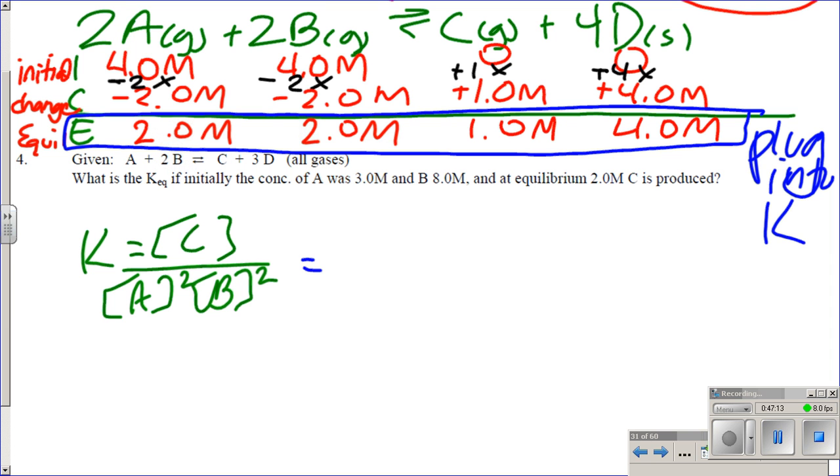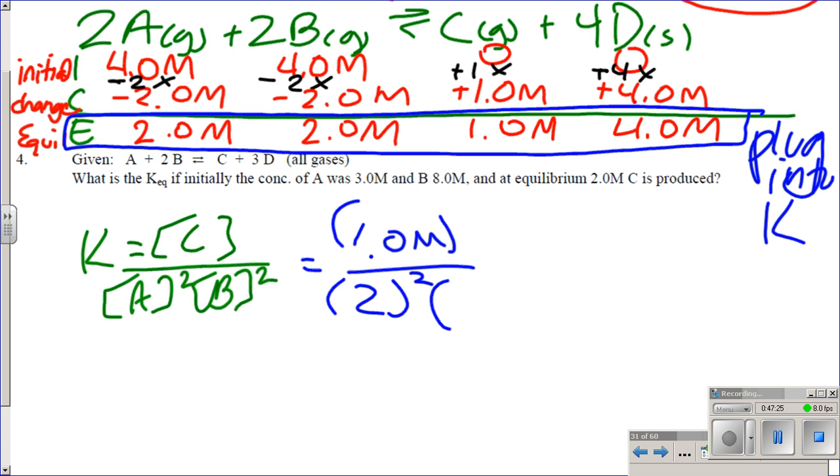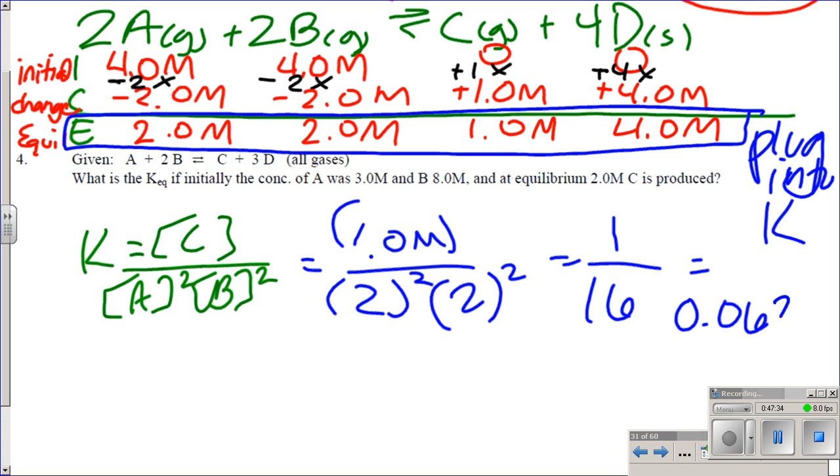What's C? 1, okay. What's A? 2 squared, right? And what's B? 2 squared. So you get 1 over 16, which is 0.0625. There you go. The K is 0.0625. Reactants or products favored? Reactants, because it's less than 1.